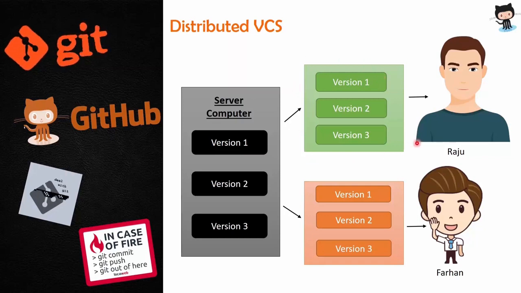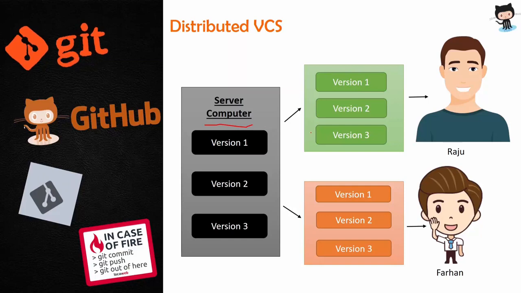So basically the user will clone the entire project files from the central server. This is the central server that we have, the server computer. Now for example, here we have two clients or two developers. One is Raju and the second is Farhan. Their project is in the server computer, or the central server. Now here Raju and Farhan will take a clone of their project.